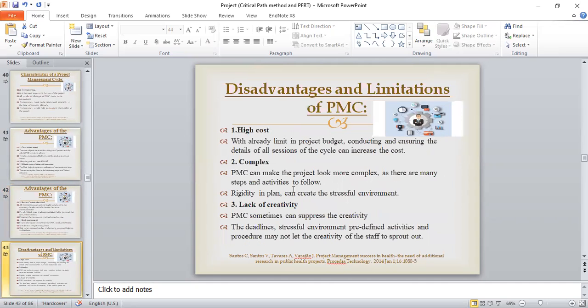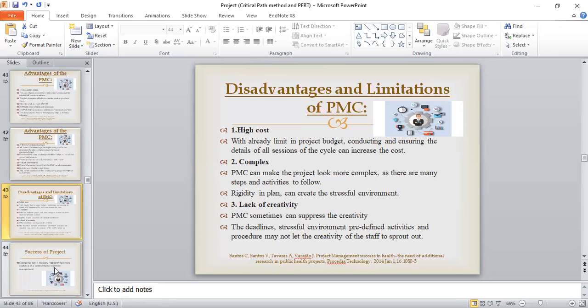But disadvantages or limitations include high cost. It can be complex, making the project look more complex, rigidity in plans, and lack of creativity. Sometimes it can suppress creativity. Deadlines, a stressful environment, and predefined activities may not let the creativity of the staff sprout out.